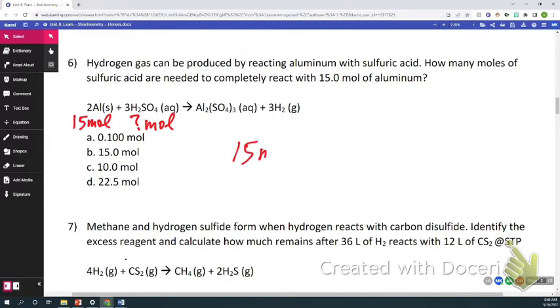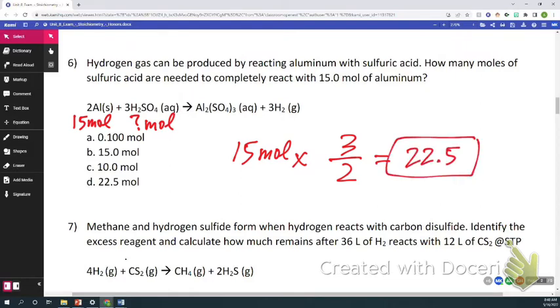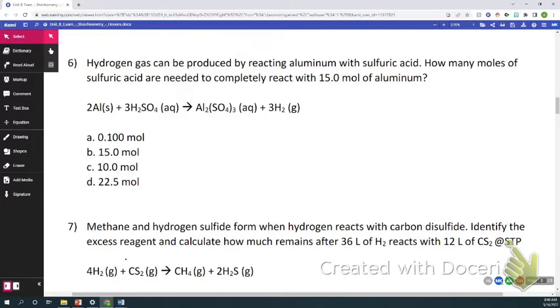So all you have to do is find out moles of sulfuric acid. You just have to write the mole ratio train to sulfuric acid. It's 3/2, right? So 22.5. Okay.